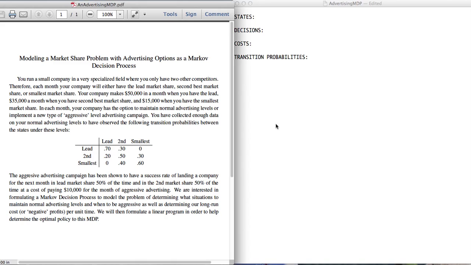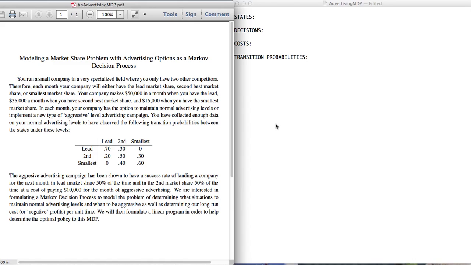And then we basically have this situation. We have two choices in terms of our advertising for that particular month. We can just maintain normal advertising levels, or we can implement an aggressive advertising campaign, which is going to cost us an additional $10,000 to implement.